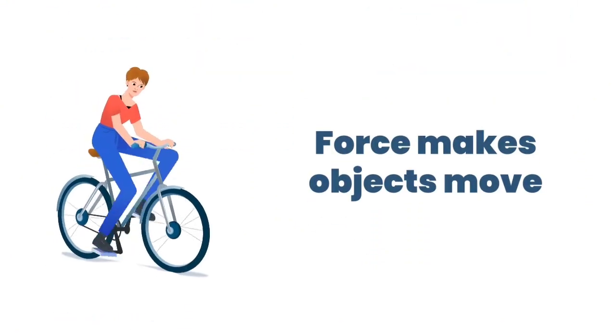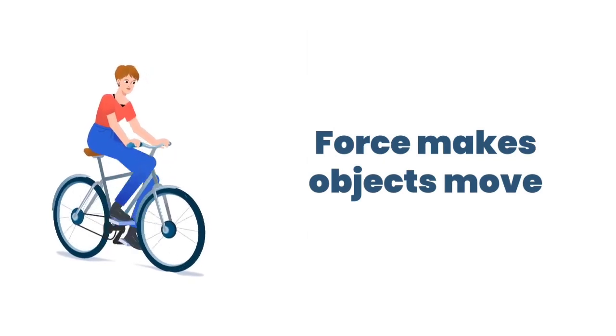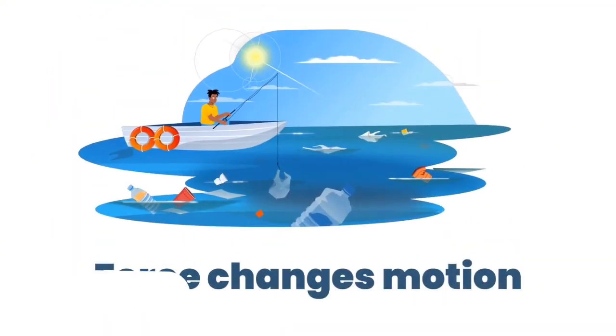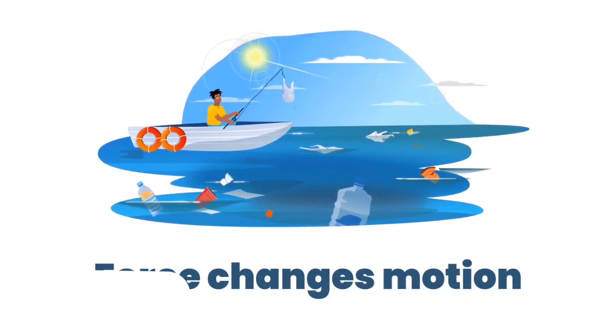Force is what makes objects move or stop. In this case, pedaling applies force to the bicycle. The harder he pedals, the more force he applies, and the faster he goes. More force equals more speed. So, force is essential for changing the motion of objects, like our boy on the bicycle.